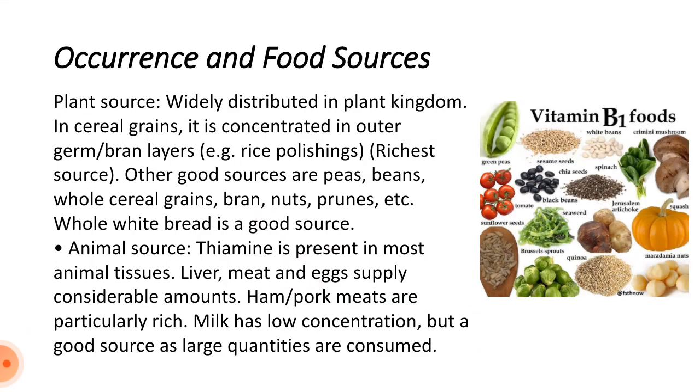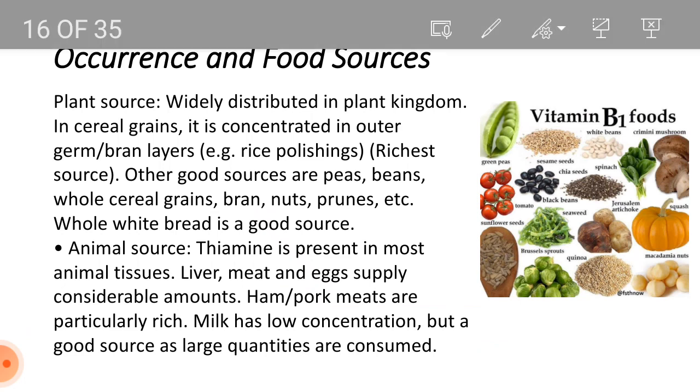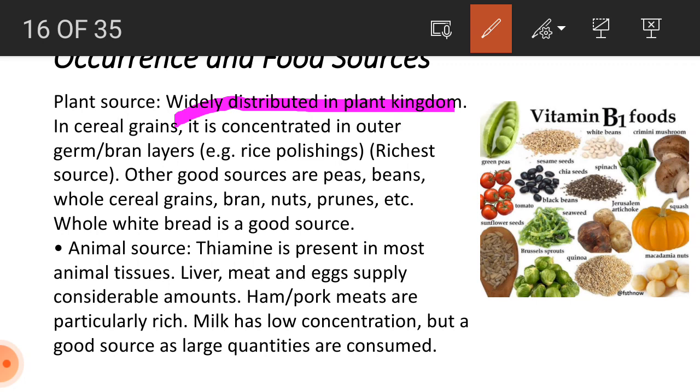Moving on to its occurrence and food sources. The plant sources: this vitamin is widely distributed in the plant kingdom, as we can see through this picture. In cereal grains, it is concentrated in the outer germ or bran layers. For example, rice polishings are the richest source of vitamin B1. Other good sources are peas, beans, whole cereal grains, bran, nuts, prunes, etc. Whole wheat bread is also a good source of vitamin B1.